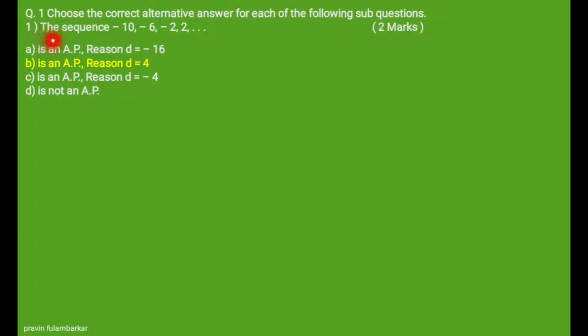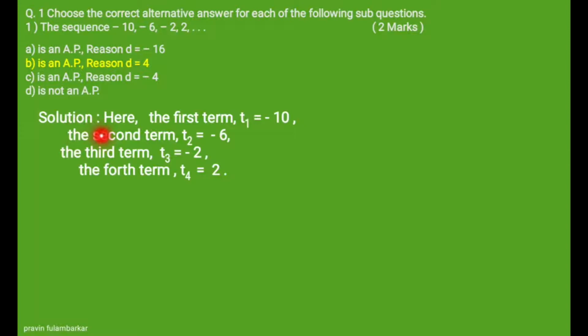Now see the first question. Choose the correct alternative answer for each of the following sub questions. The first question is: the sequence -10, -6, -2, 2 and so on is... The correct alternative is option B, an arithmetic progression with d equals 4. So we see how to calculate the answer and why option B is correct.